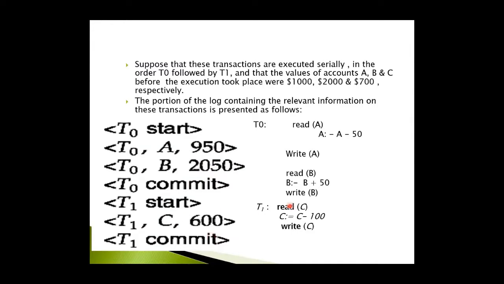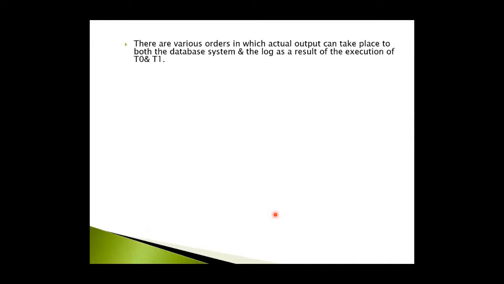These are the log records for the T1 transaction: the T1 start record, then again data item C with the new value, because the initial balance was 700. After this operation took place, C has become 600, so this is the new value of data item C, and then the commit log record. So these are the log records which will be maintained with respect to these two transactions using the deferred database modification technique. But how will it be used when a failure occurs?